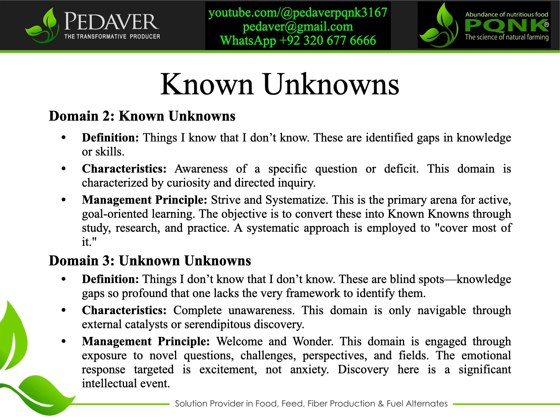Domain 3, Unknown Unknowns. Definition: things I don't know that I don't know. These are blind spots, knowledge gaps so profound that one lacks the very framework to identify them. Characteristics: complete unawareness. This domain is only navigable through external catalysts or serendipitous discovery.